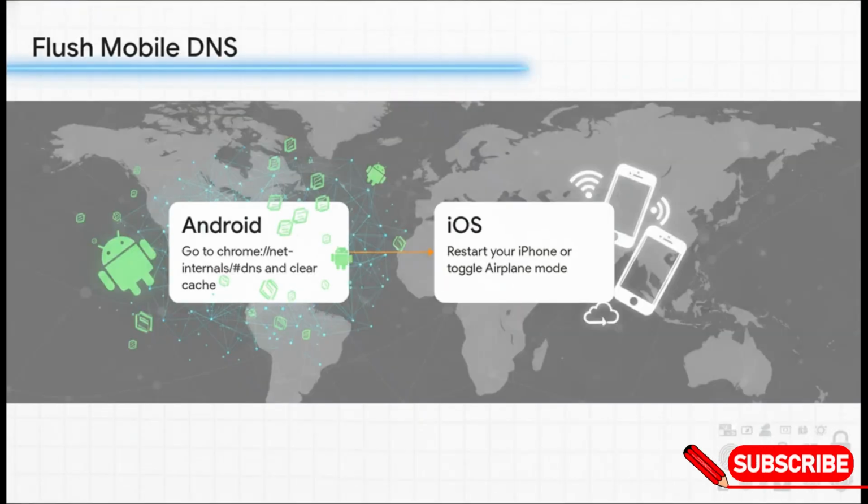Clearing things out on mobile is actually a whole lot easier. If you're using Chrome on Android, just type chrome://net-internals/#dns directly into the address bar, then hit Clear Host Cache. And for iPhone users, it's almost too easy. Just restart your phone or honestly just toggle airplane mode on and off for a few seconds. That instantly forces the device to flush its DNS cache.